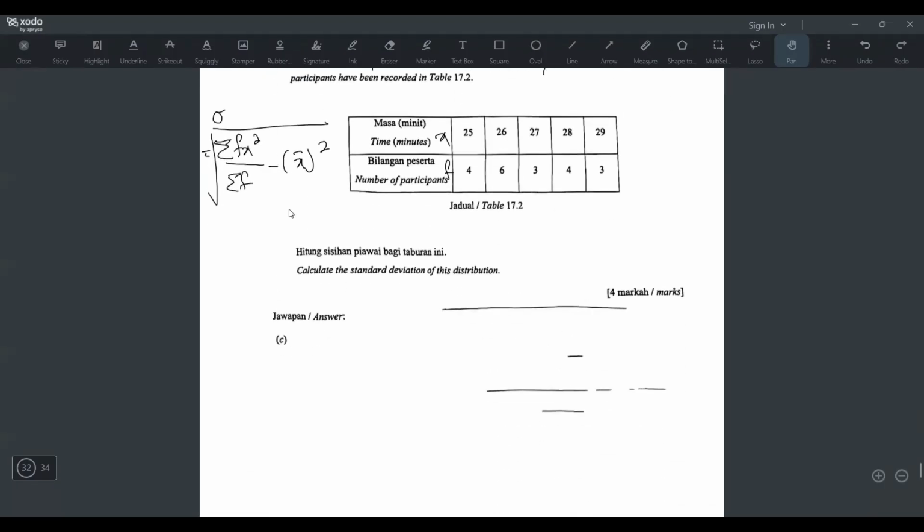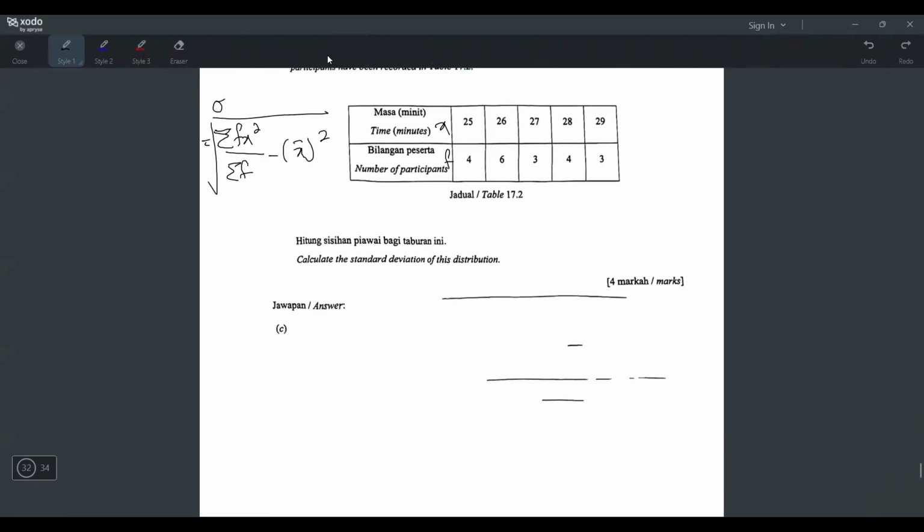So first we have to find the mean, right? And how to find the mean? You have to take the, what is it? I forgot. The sum of fx divide by the sum of f. But if there's no frequency, you would just take this. If there is no frequency, you just use this formula. But if there is frequency, you will use this.